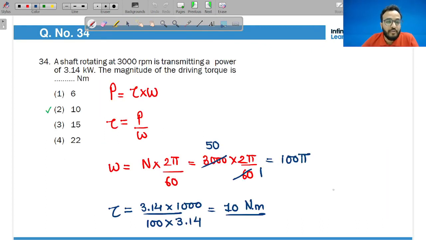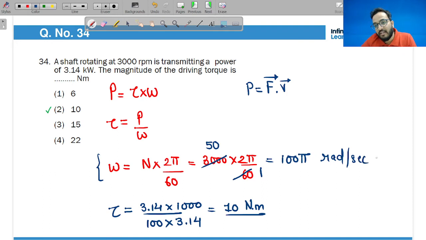Got it? Question number 34 again, just like in work power energy, we have already studied that power is force into velocity or vector F dot vector V. Similarly, here in rotational dynamics, power is torque into angular velocity or angular speed, right? So what is torque? Power upon angular speed. Now what is angular speed? See, if angular speed is given in terms of rotations per minute, we have to convert it into radians per second, right? We need to convert it into radians per second.